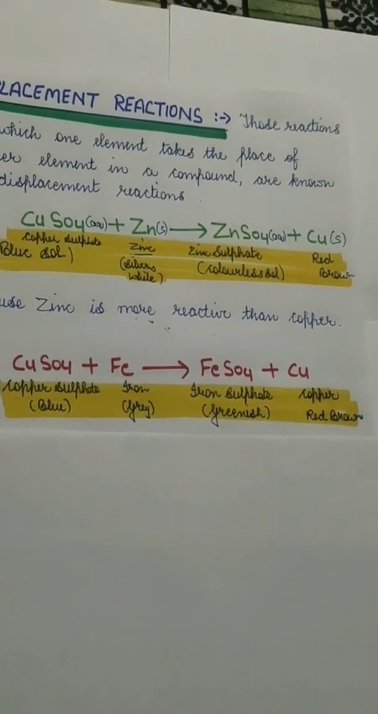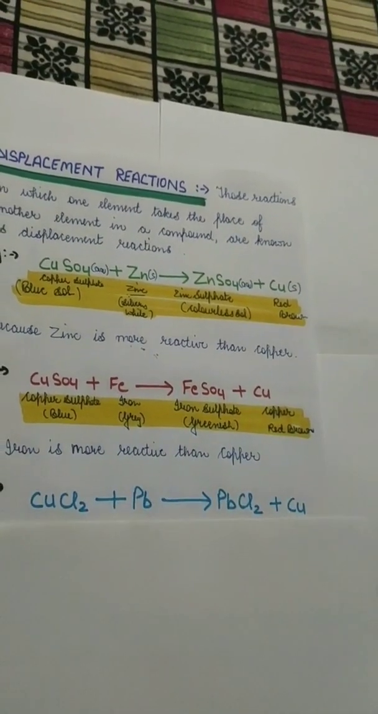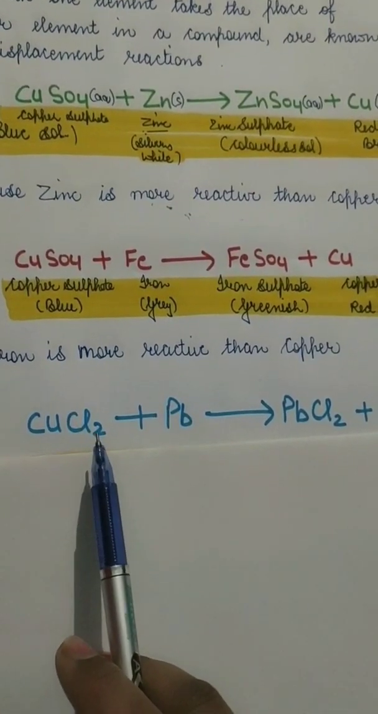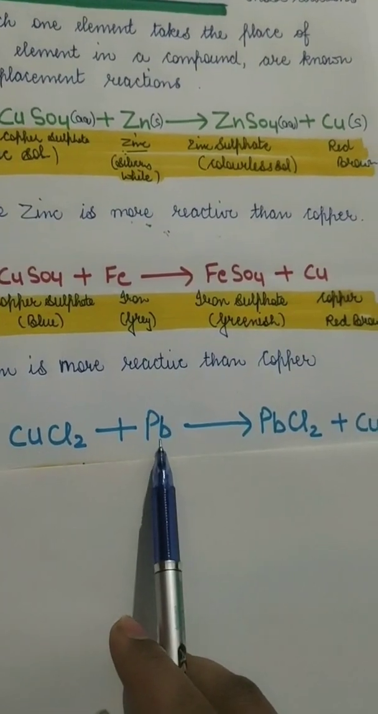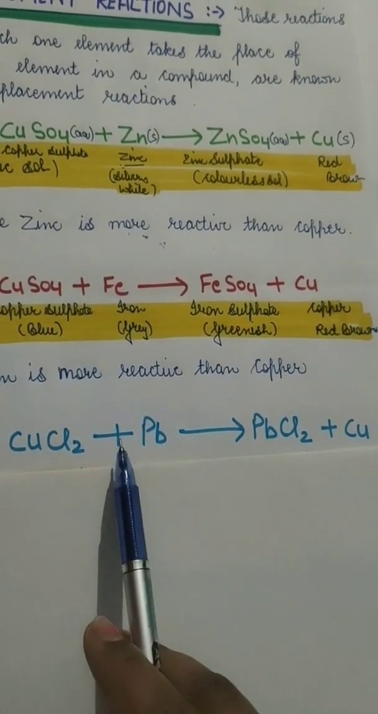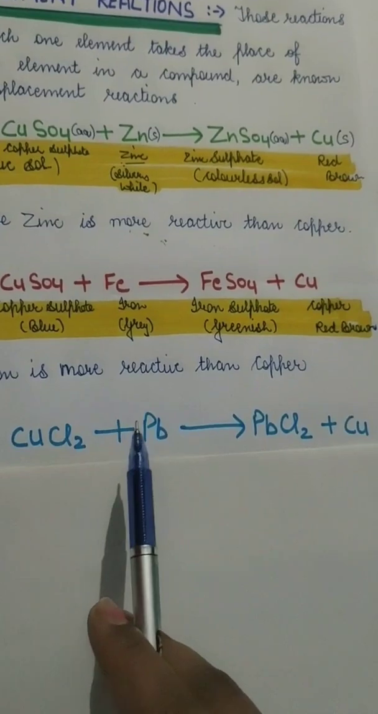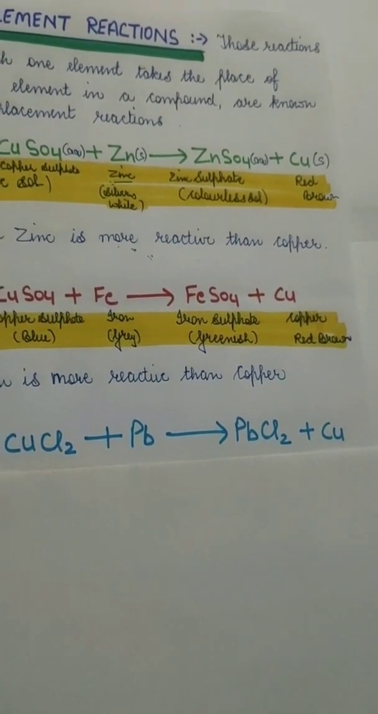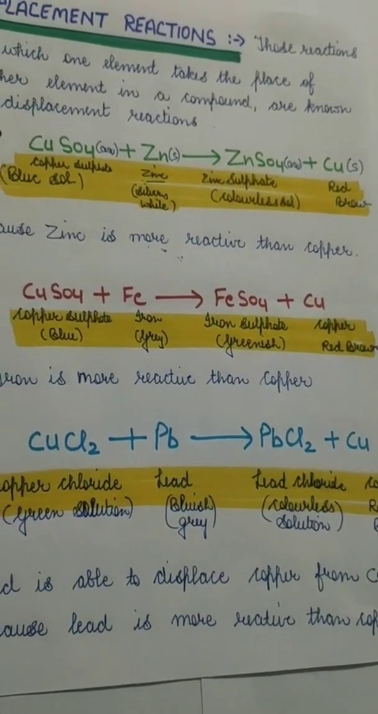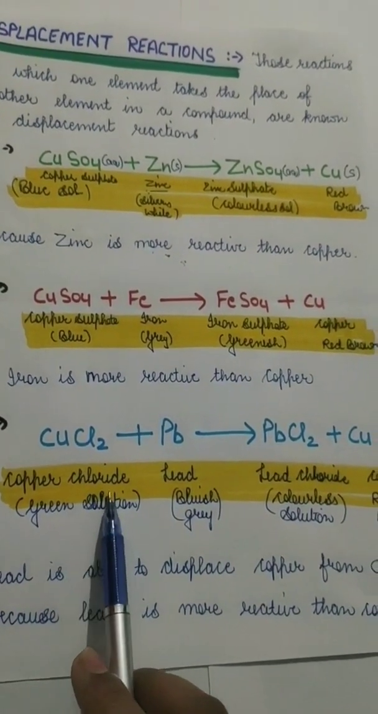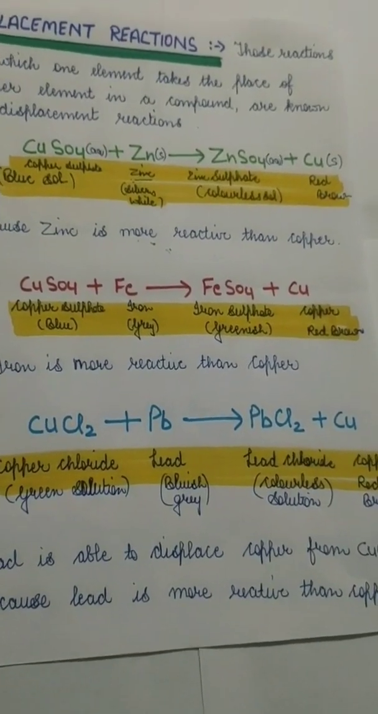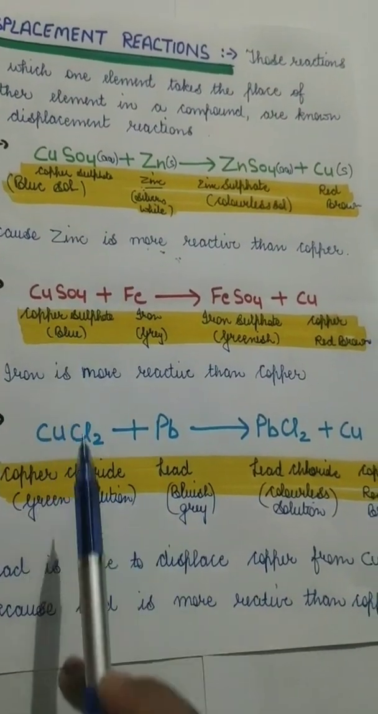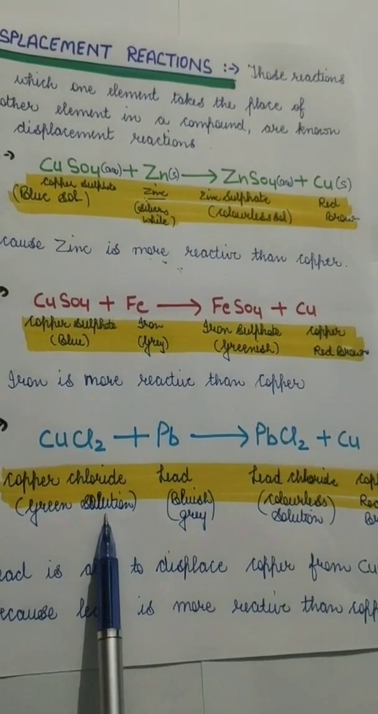copper is released. Now one more example of a displacement reaction is copper chloride reacting with lead. It forms lead chloride because again lead is more reactive than copper, so lead can easily displace copper from its chloride solution and it will form lead chloride. Copper chloride is a greenish solution.